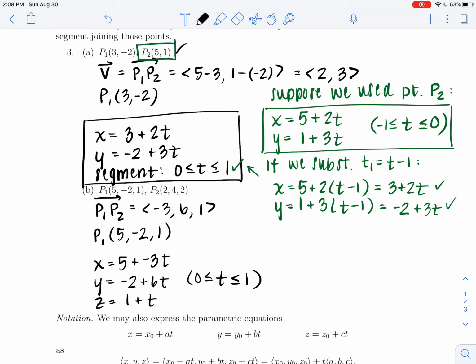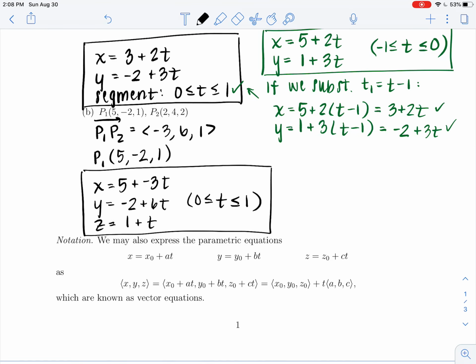That would give me 5 minus 3 is 2. Negative 2 plus 6 is 4. And 1 plus 1 is 2. That gets me to P2. So these are the parametric equations of the desired line, as well as the restriction on the parameters for the line segment.